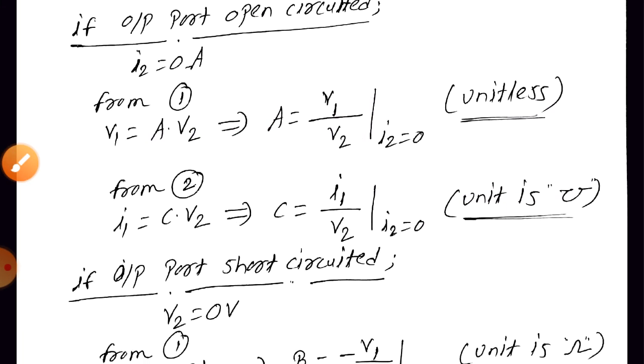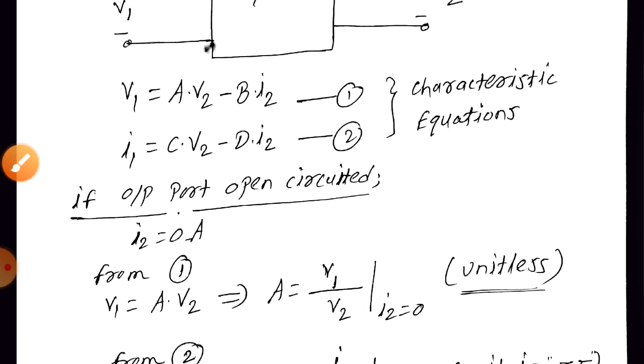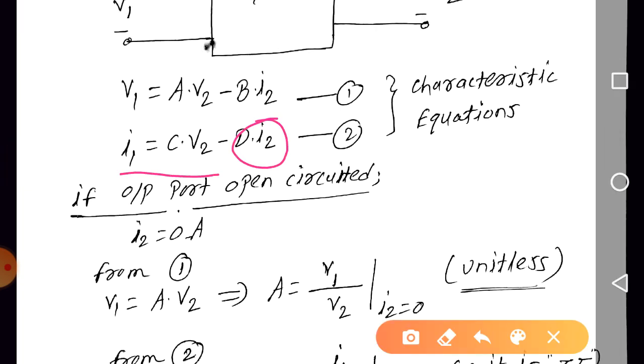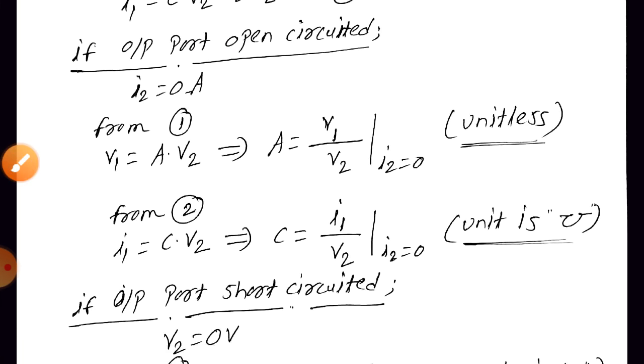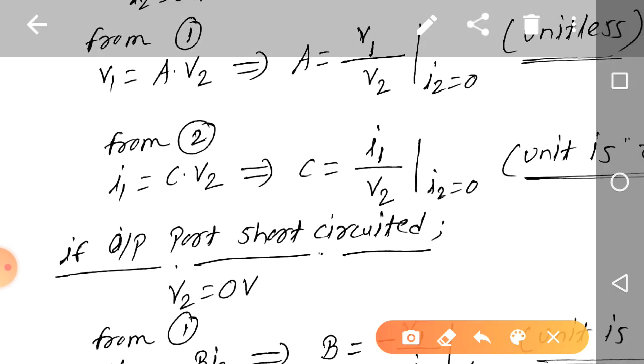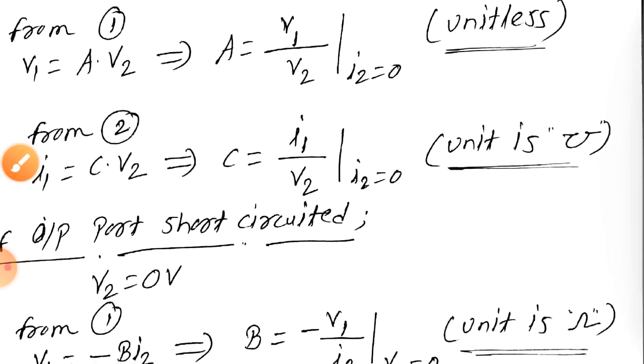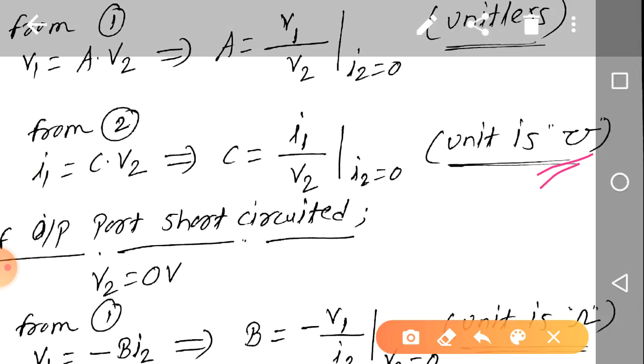Okay, next, if I2 is equal to 0, from the second equation we can write I1 = C into V2. So therefore what is C? C = I1 by V2, provided that I2 is equal to 0, right? So parameter C is equal to input port current divided by output port voltage. So it is a ratio of current to voltage, like an admittance, so the unit of parameter C is mho.